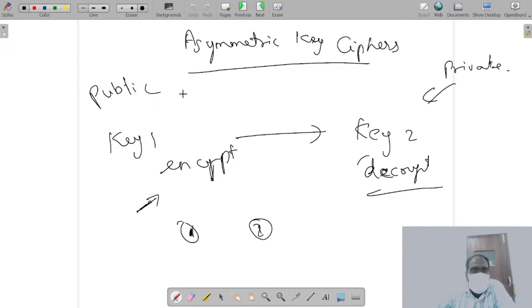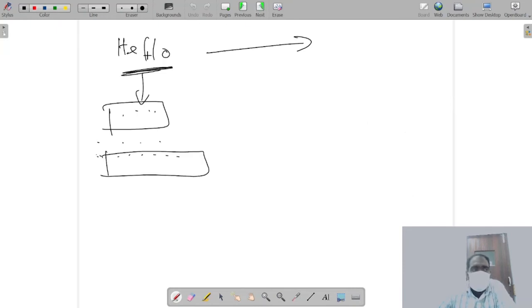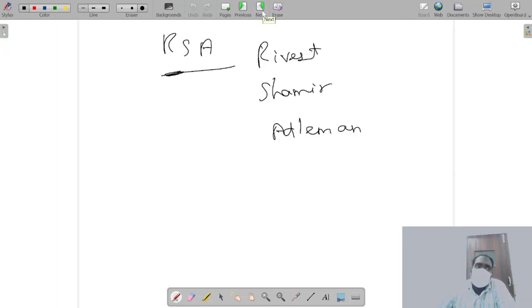Whatever is locked by the public key can only be decrypted using the private key. And this is done by mathematical functions. So plain text or any objects cannot be encrypted directly. You have to find a way to convert anything to a number and then the number can be encrypted. One implementation of this is RSA. This was invented by three people, Rivest, Shamir and Adleman.